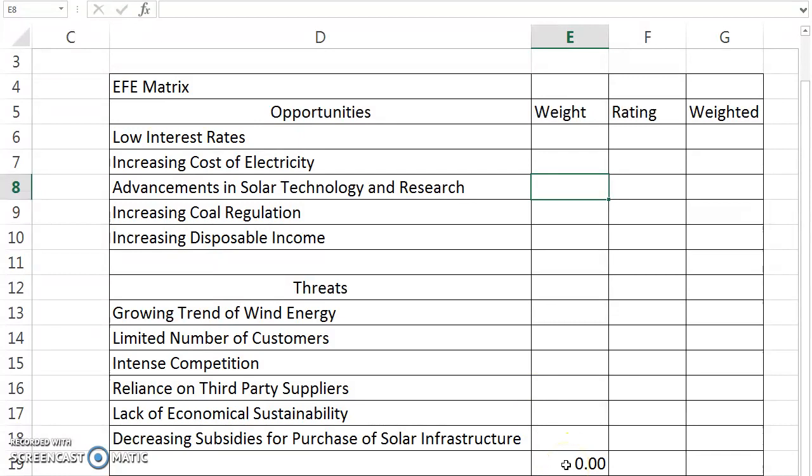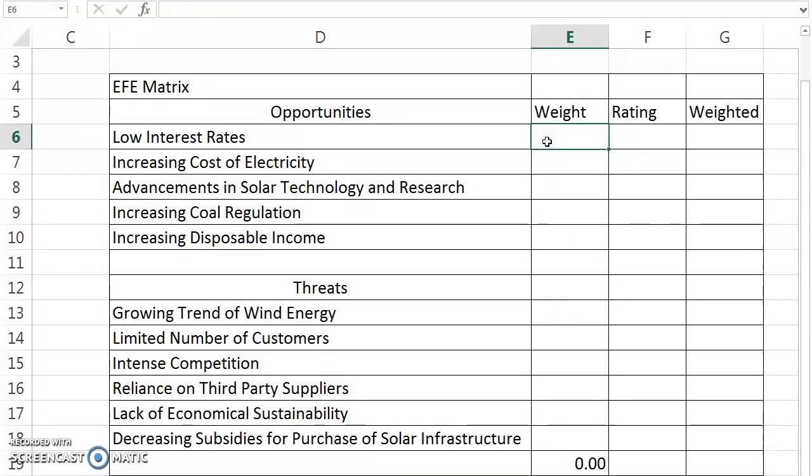The first few times you go through, you're not going to come up with 1.0. You're going to have to get a start and then do some tweaking or fine tuning to get it so that it does equal 1.0. The point you need to remember is factors that are more important to realizing success are going to be weighted higher than those that are less important to realizing success.